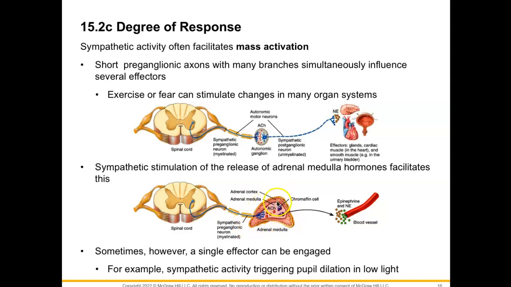The outer edge is called the cortex, and the inside is called the medulla. And in here we have epinephrine and norepinephrine that are going to be released and cause a mass activation, one of them being an influence on our blood vessels. And sometimes a single effector can be engaged. An example of this would be triggering pupil dilation within low light.